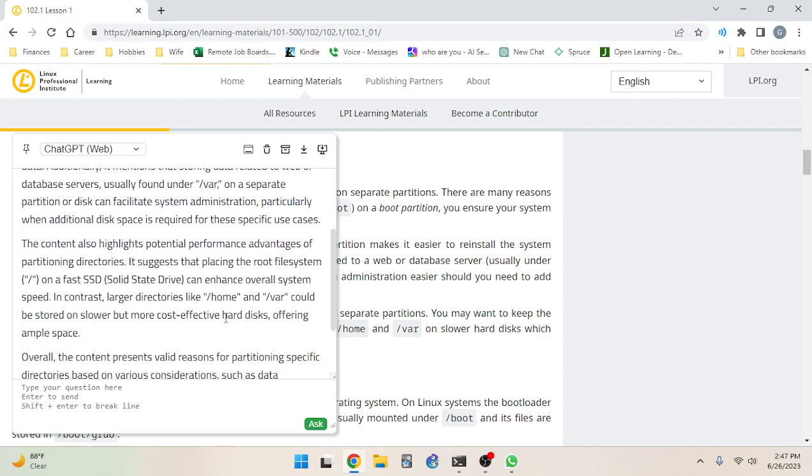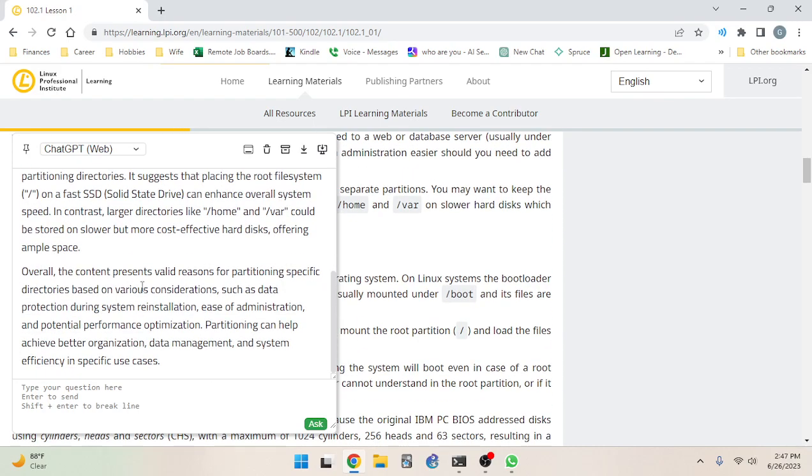The content also highlights potential performance advantages of partitioning directories. It suggests that placing the root file system, which is denoted here, on a fast SSD solid state drive can enhance overall system speed. In contrast, larger directories like /home and /var could be stored on slower but more cost-effective hard disks, offering ample space.